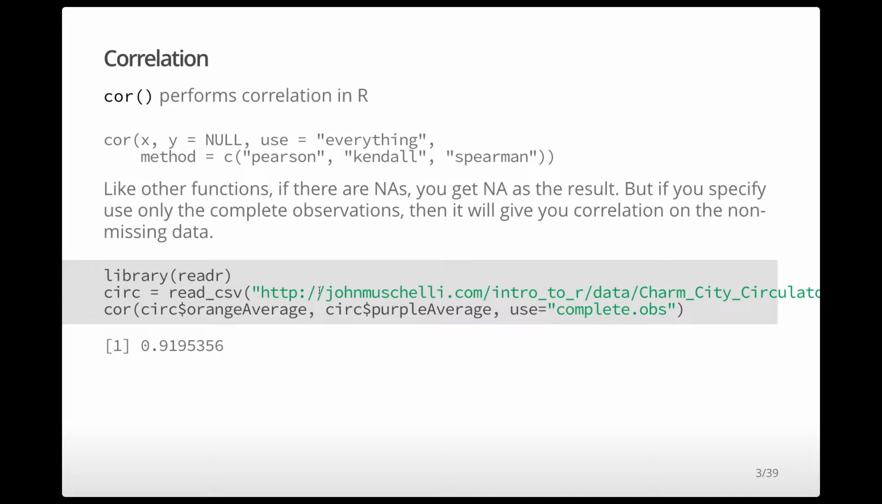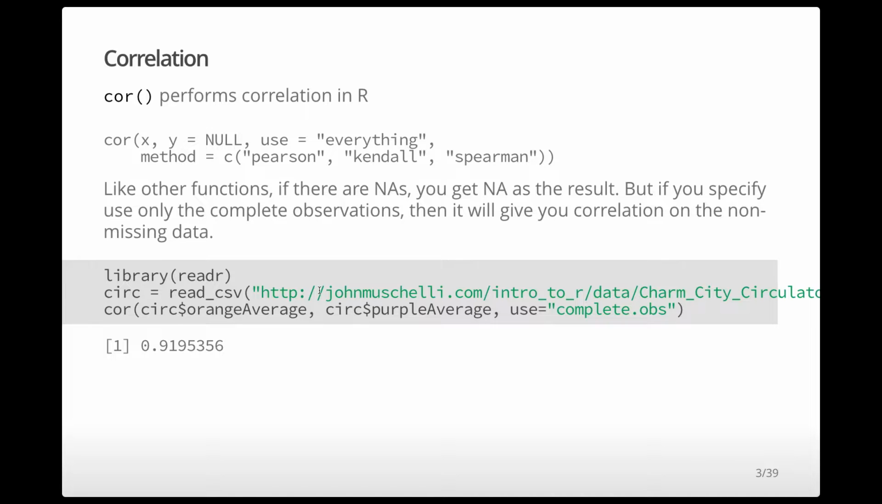Now, unlike a lot of the other R functions that we talked about, mean, standard deviation, variance, there's no na.rm argument. This is specified a little bit differently because there are many different ways that you can calculate a correlation. So either use the complete observations. That's what we've done here. So the correlation between the orange average and the purple average for when both of these are not missing, it's 0.919. Okay? So there are other options in there.